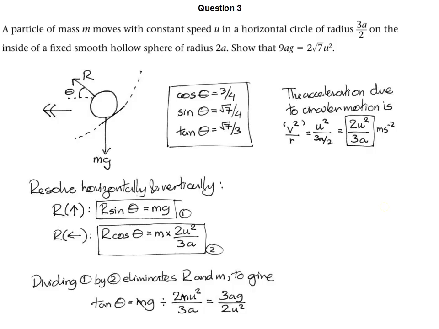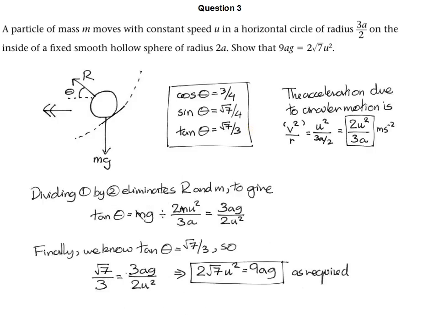This is looking good actually, because remember we do know what tan theta is. We know tan theta is root 7 over 3. That's one of the things we worked out when we were thinking about geometry. So if we substitute that now and rearrange, let's see what happens. We got root 7 over 3 is 3ag over 2u squared. All we have to do is cross multiply and simplify everything, and we've magically got exactly the equation that we were asked for. And that's it.